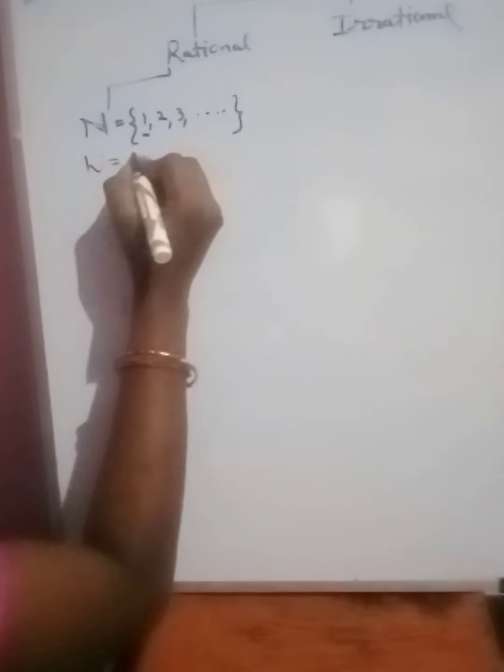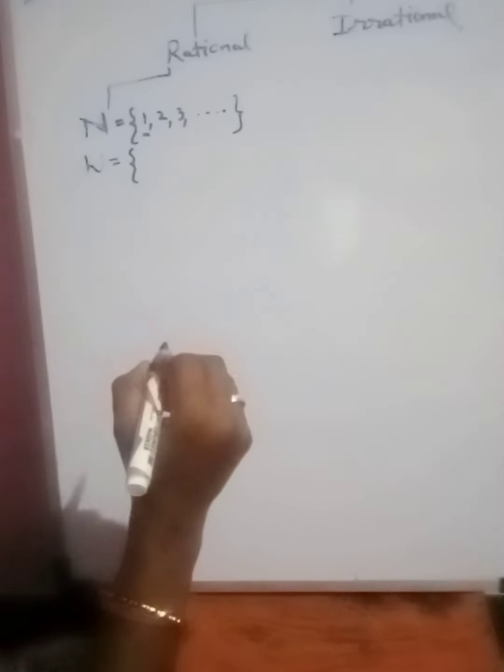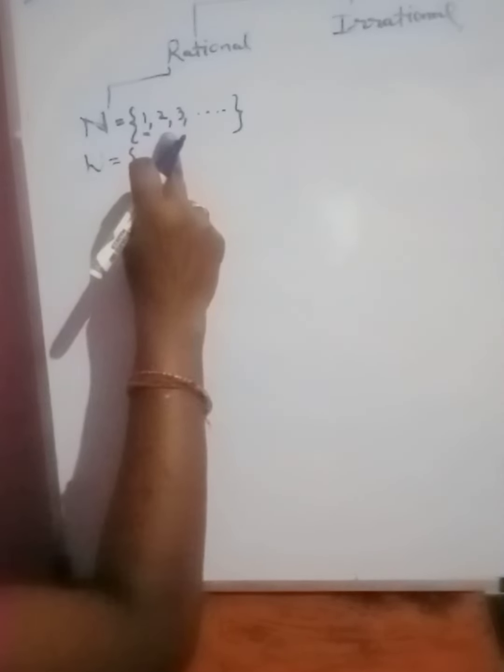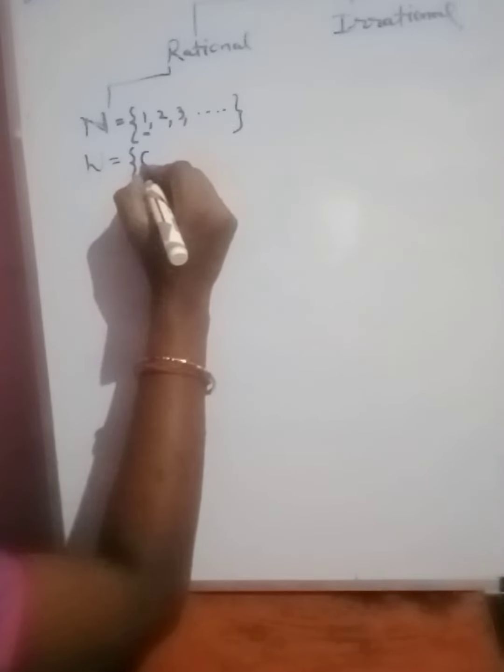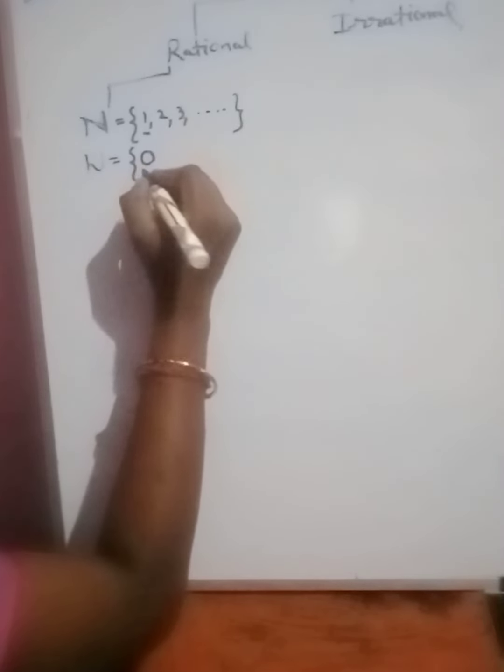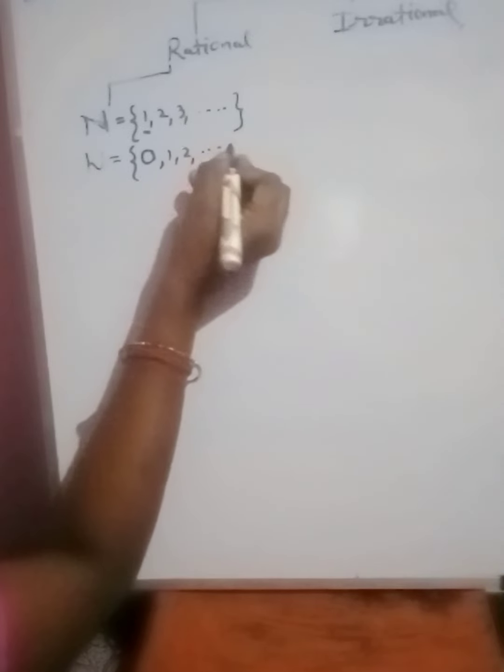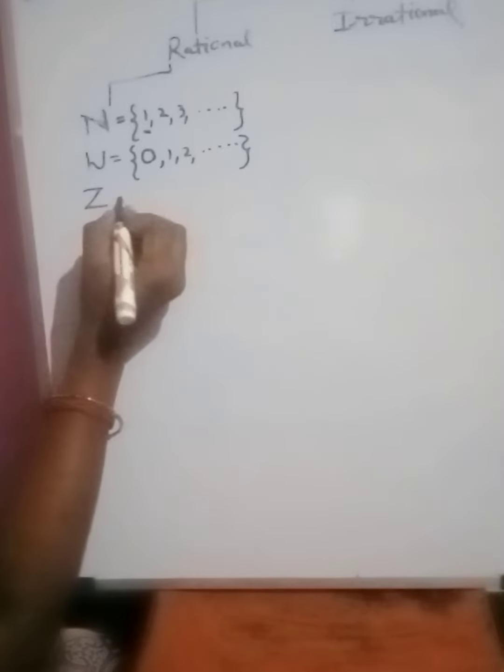Second is whole numbers. Whole numbers include natural numbers and 0. So whole numbers start from 0. Are you clear? Natural numbers start from 1. Whole numbers start from 0. 0, 1, 2, 3, etc. are called whole numbers.